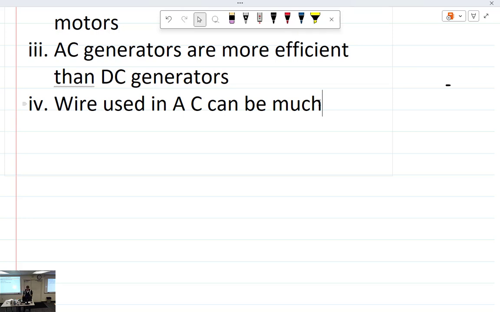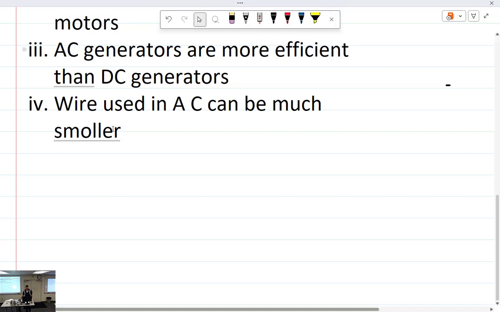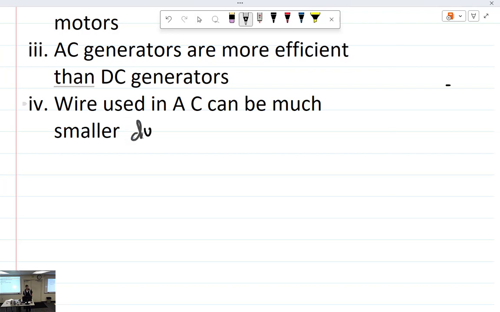Yes, wire can be much smaller, sometimes smaller, due to increased voltage. Voltage. Hey, there we go.